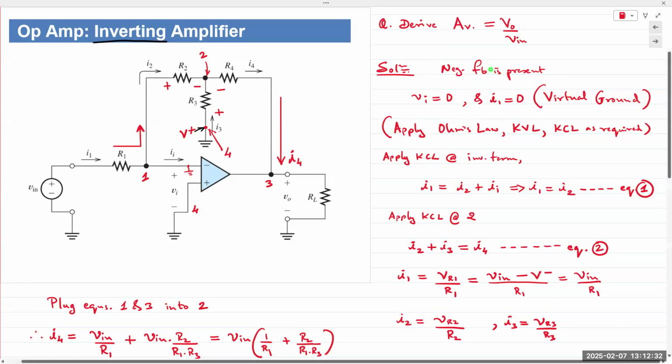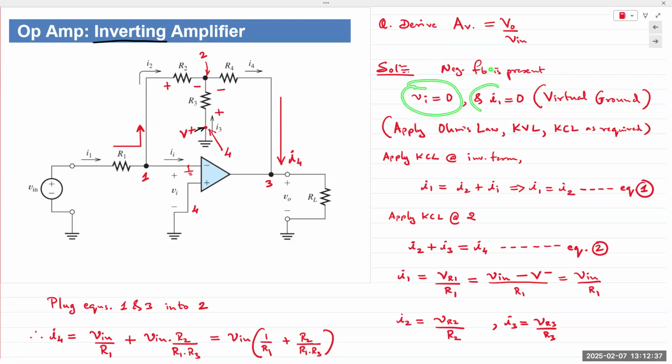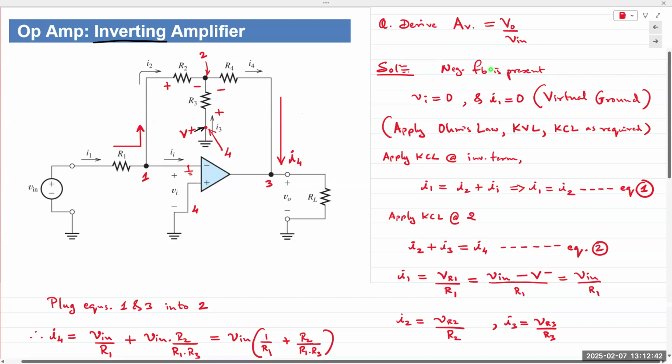That means that the input is being forced to go towards 0. So VI and II can be assumed 0 for the purposes of analysis. Then the non-inverting terminal is connected to ground. If the non-inverting terminal is connected to ground, then the inverting terminal is at virtual ground from the virtual short concept.